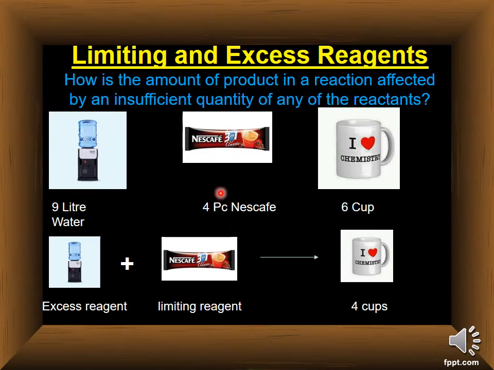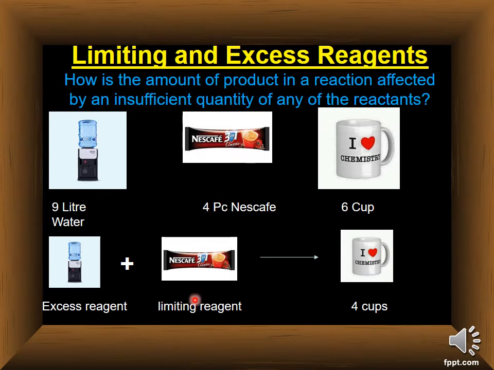Again, among the 3 or 4 reactants, the one that is used up first, that finishes first during the chemical reaction, is called the limiting reactant. And what is left over is called the excess reagent. So here, who's the limiting reagent? Nescafe, because it finished first, it was used up first.